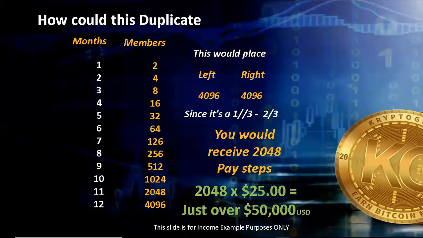Now, remember, it's a 1/3, 2/3, every 2 on the left and 1 on the right. So you divide that in half, 2,048 points times $25 equals just over $50,000. All you did was share it with 2 people, and they duplicated.